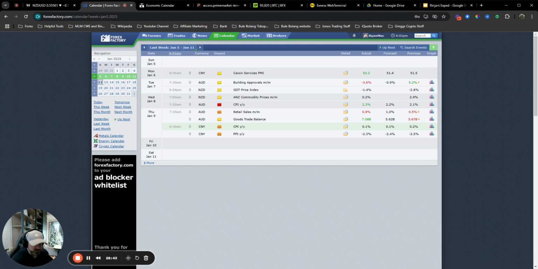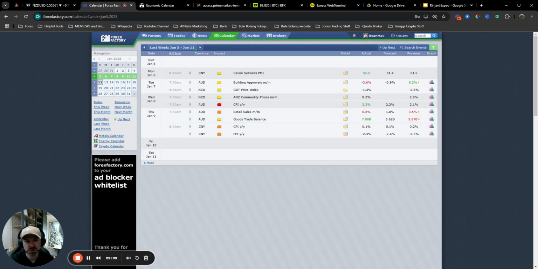Now, remember what I just said to you a moment ago, right? I said when China is doing well, Aussie will do well. China production, services and manufacturing, blah, blah, blah, is now up by a very good amount. What else is happening? Goods trades balance is up by 2 billion. This is the effect China has on Australia, guys.